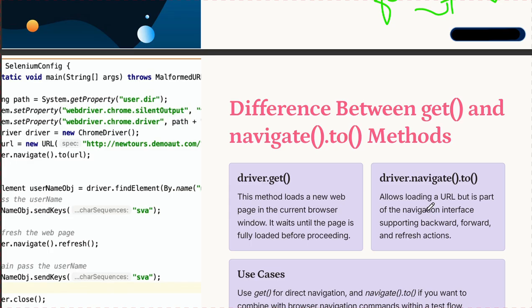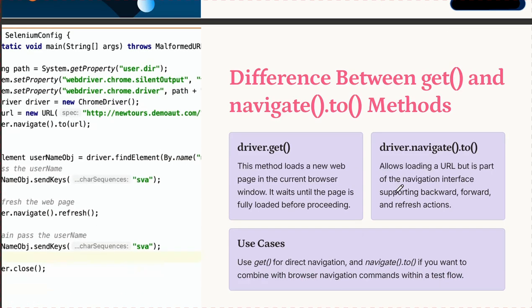As for additional features, driver.get only opens the page, whereas driver.navigate maintains the browser history and we can go forward and backward. So this is the difference between the get method and the navigate.to method.